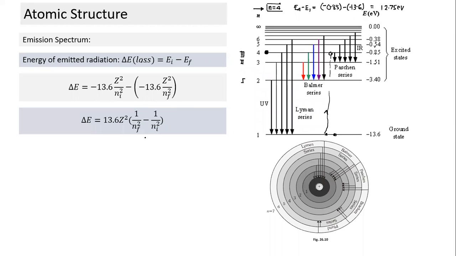So let's say ni is equal to 5 and nf is equal to 2, and Z is equal to 1. What does it mean? So this gives you delta E. This will give you the energy of radiation when an electron in a hydrogen atom drops from n is equal to 5, or the fifth orbit, to the second orbit. It will give the energy. Are you clear?